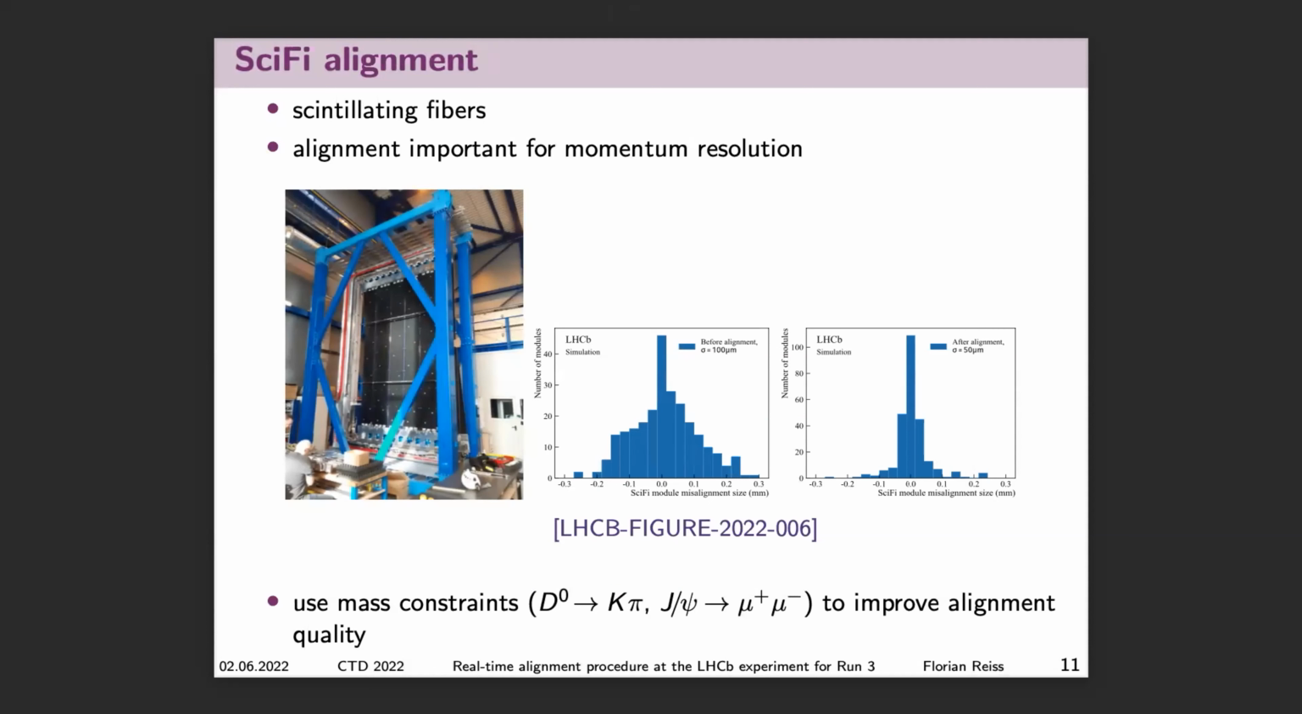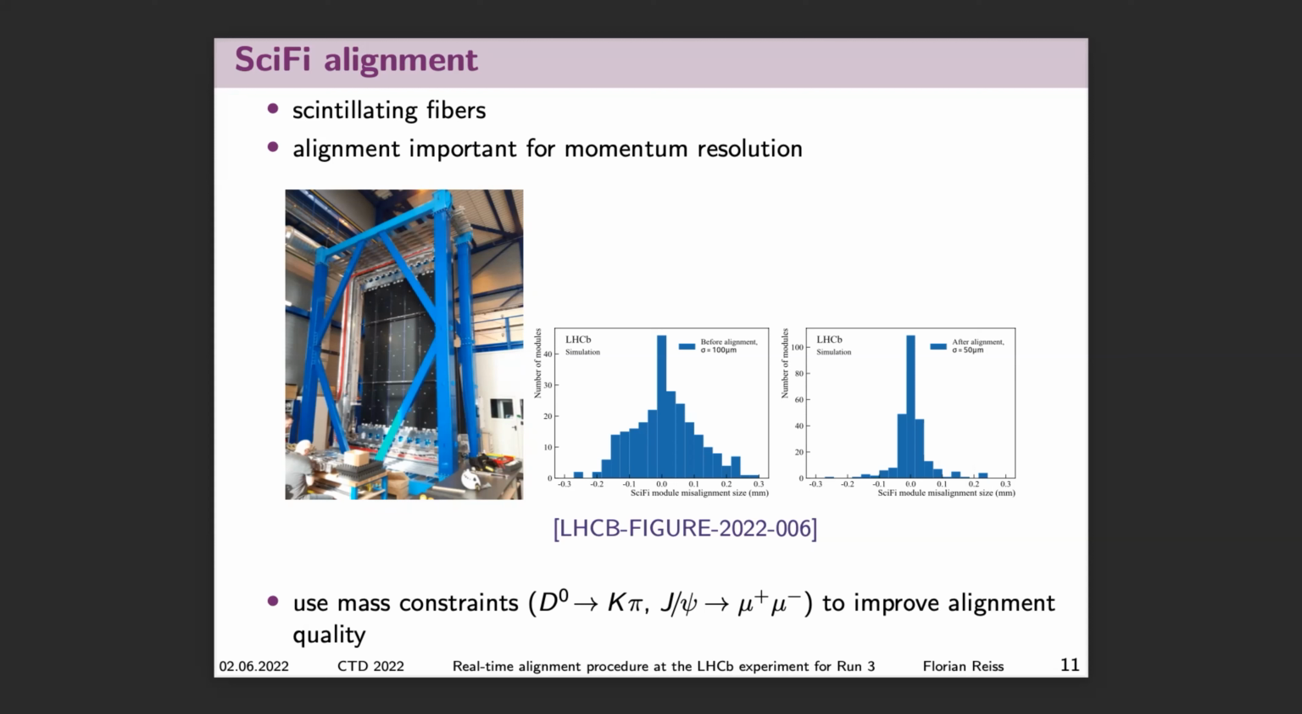For the SciFi, we also started to do some accuracy studies. As the name tells you, the SciFi consists of scintillating fibers, and we need to align it precisely to get a good momentum resolution. And this SciFi is quite a huge detector consisting of several modules. So what we did is give a couple of modules some initial misalignment in X, as shown on the left, and then we run the alignment, and of course we see that this misalignment becomes much smaller.